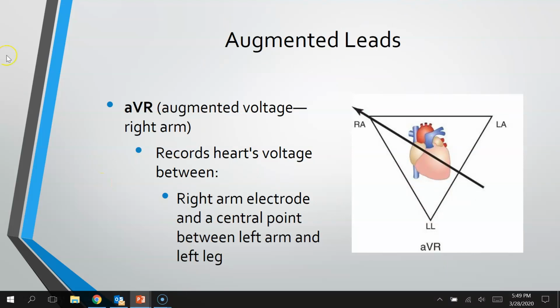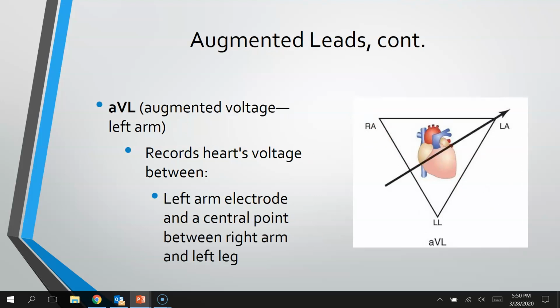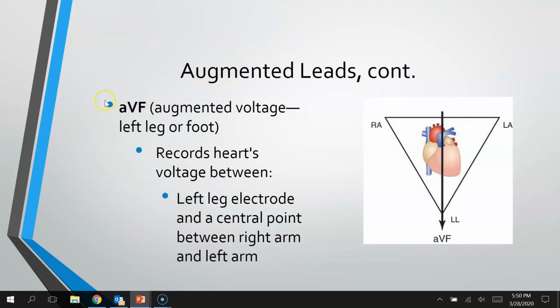Okay, so we talked about AVR. This is going to measure the heart's voltage between the right arm and the left arm and the left leg. So we go to the left arm and left leg, and it's going to be shooting up towards the right arm. Our AVL is going to be between the right arm and the left leg, and then shooting up towards the left arm. And then our AVF is going to be going directly between the right arm and the left arm and straight down to the left leg.